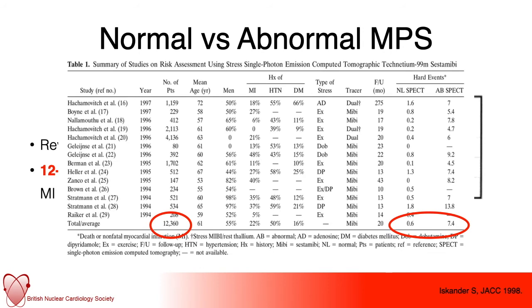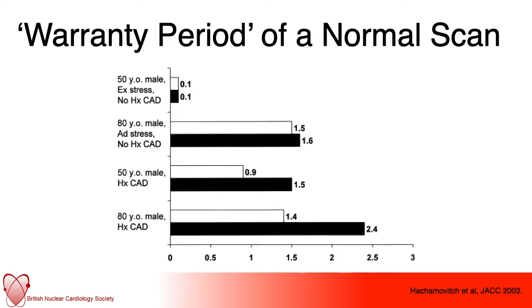The numbers are, unsurprisingly, given the history we have, huge. We're talking 12,360 patients here across a range of studies and a range of follow-up from anywhere between 10 months and 275 months. And as we've seen, there is this 12-fold increased risk if you have an abnormal study compared to a normal one. I think it's always important in cardiology and in any specialty to have an appreciation for the sort of warranty period of a normal scan, given that we frequently see patients back in clinic a year or two later with similar symptoms.